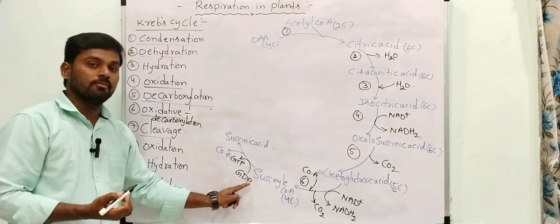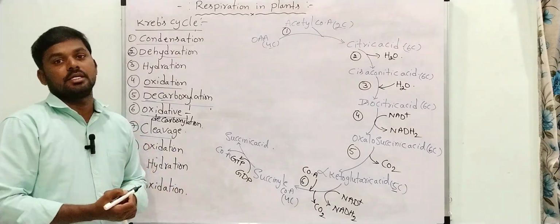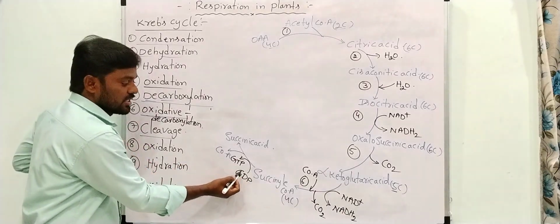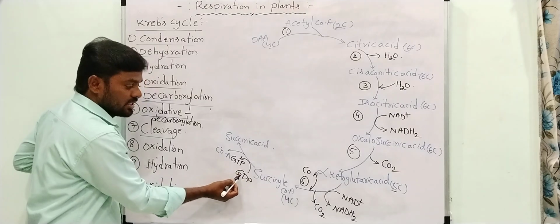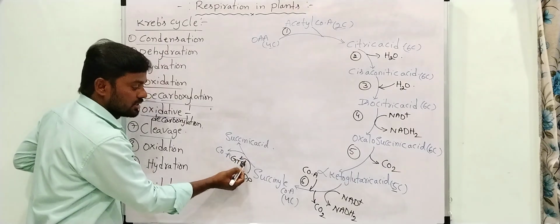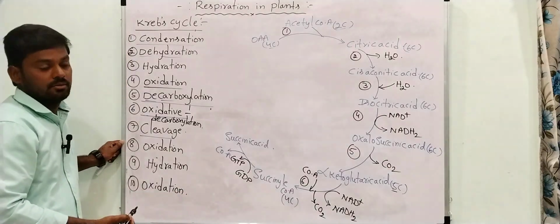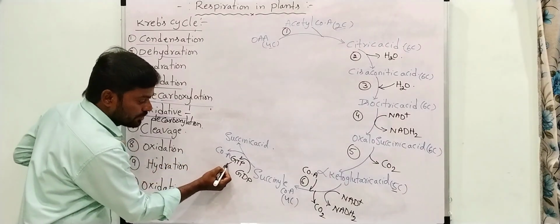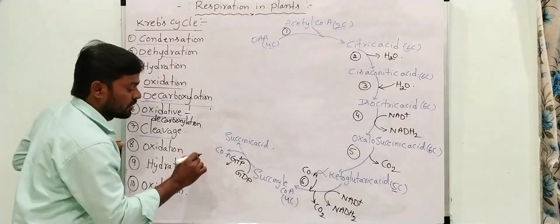In this reaction, some energy is utilized. This energy is used to convert GDP into GTP. Okay, so this GTP ultimately gives us 1 ATP.